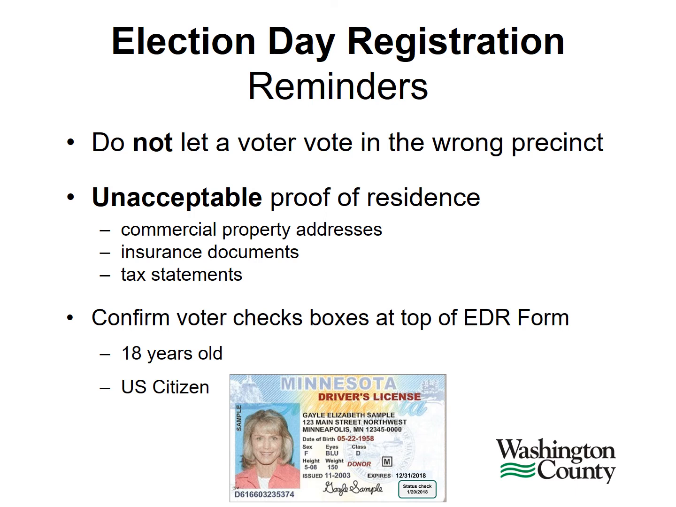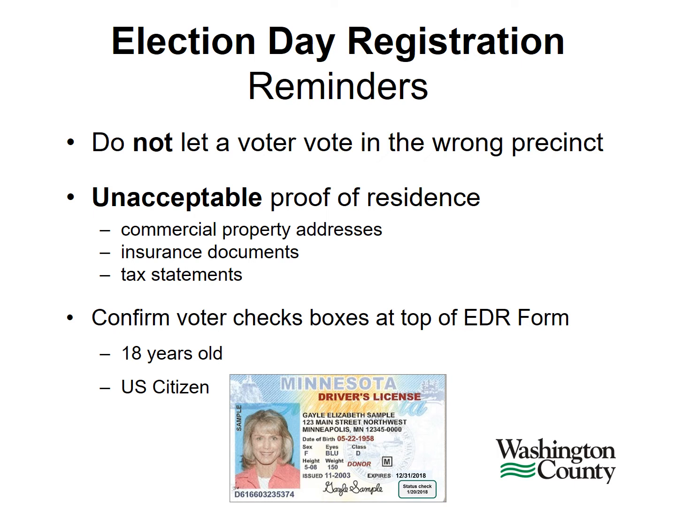The Election Day registration judge is an important role in the polling location. Here are a few reminders. Please do not let a voter vote in the wrong precinct. If you need to, enlist the head judge to help them locate their correct precinct. And if together you can't figure out where they should be voting, feel free to call the Washington County Elections. Please also remember that commercial properties are not proof of residence and are not acceptable addresses to be used. Insurance documents and tax statements are also not valid to prove residency.